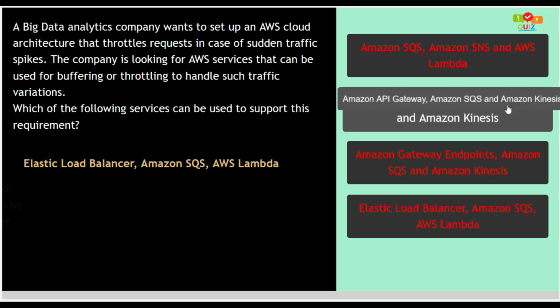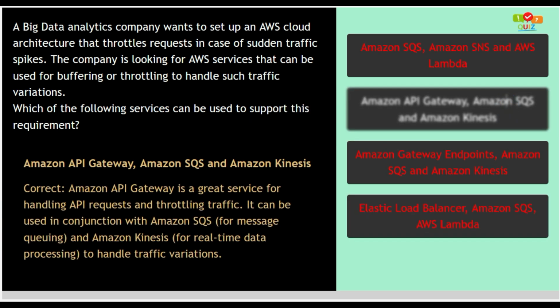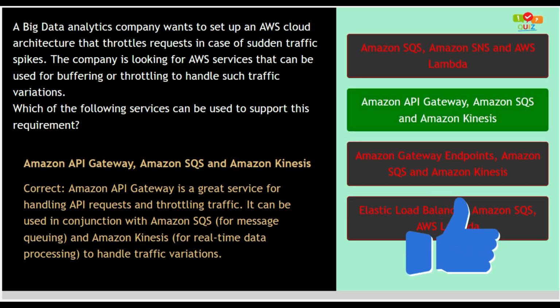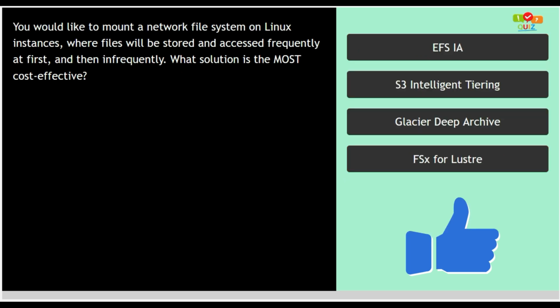So wrong answer. Now coming to second option, Amazon API Gateway, Amazon SQS, and Amazon Kinesis. This option is correct because Amazon API Gateway is a great service for handling API requests and throttling traffic. It can be used in conjunction with Amazon SQS for message queuing and Amazon Kinesis for real-time data processing to handle traffic variations. So option number 2 is the correct answer. Let us move to the next question.